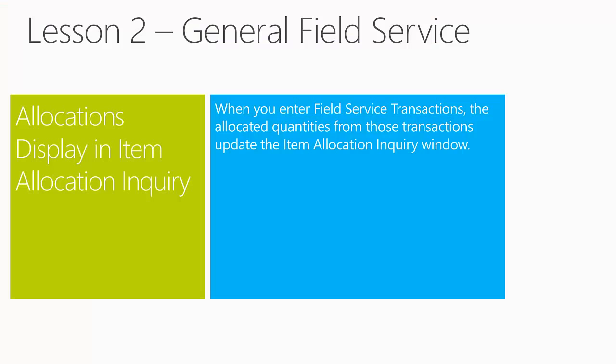Lesson 2. Allocations displayed in Item Allocation Inquiry window. When you enter in field service transactions, the allocated quantities from those transactions will now update the Item Allocation Inquiry window. In previous versions, the field service transactions did not display in the Item Allocation Inquiry window. Now let's take a look at these windows in Microsoft Dynamics GP.